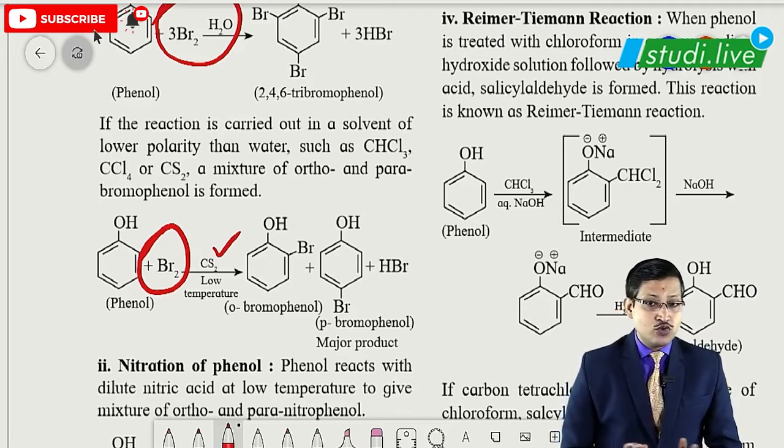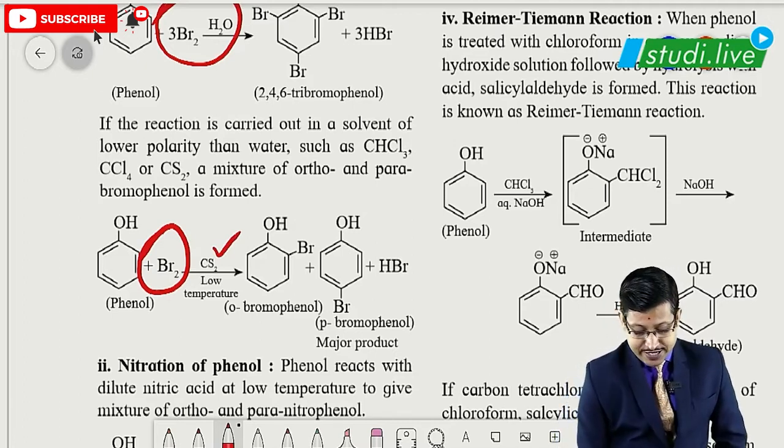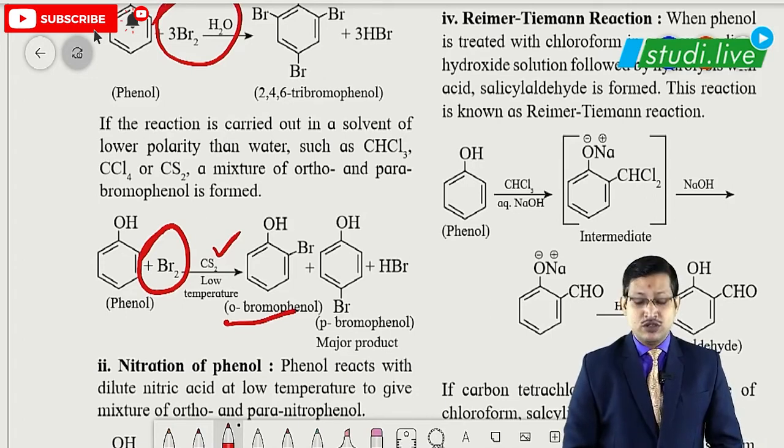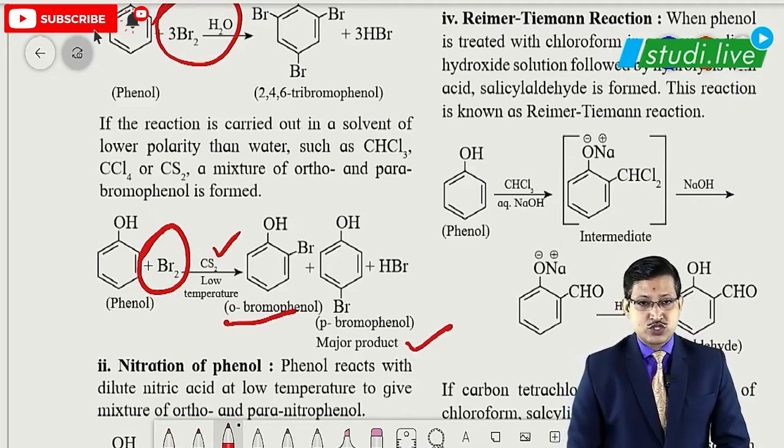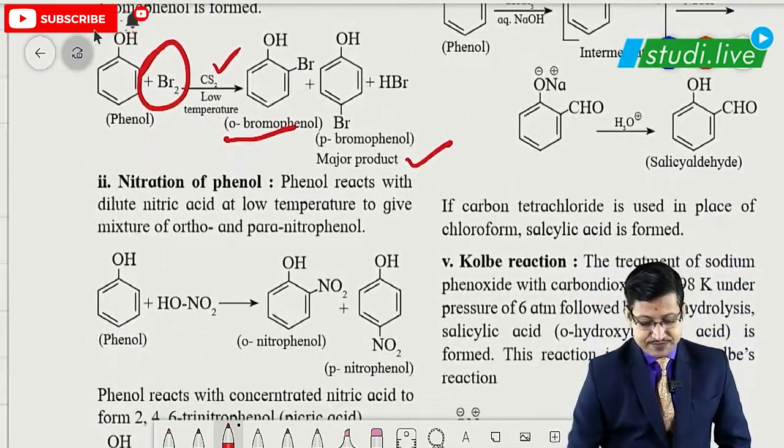Here you will not get 2,4,6. Here, what is the product? Yes, you remember this: orthobromophenol, parabromophenol. So you will get here the formation of orthobromophenol and parabromophenol. Moving on to the next one, that is nitration reaction.